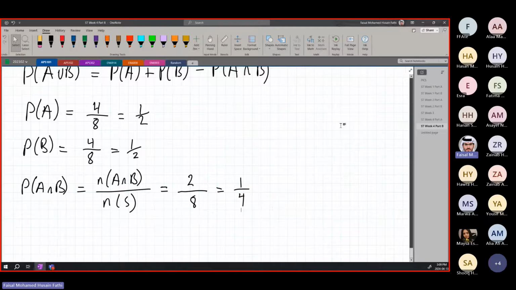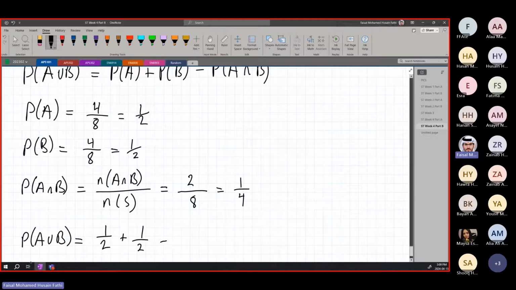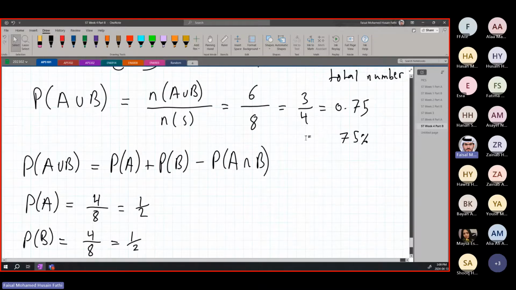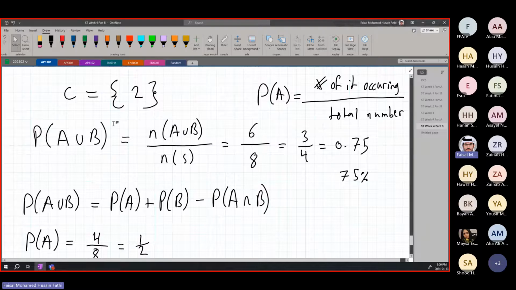Let's plug this all back into our equation. So P(A union B) is equal to half plus half minus 1 over 4. Half plus half is 1. So 1 minus 1 over 4, which is equal to 3 over 4, or 0.75, or 75%. If you notice, we get the exact same answer, and we have to because it's the same thing. We're finding the probability of A union B.